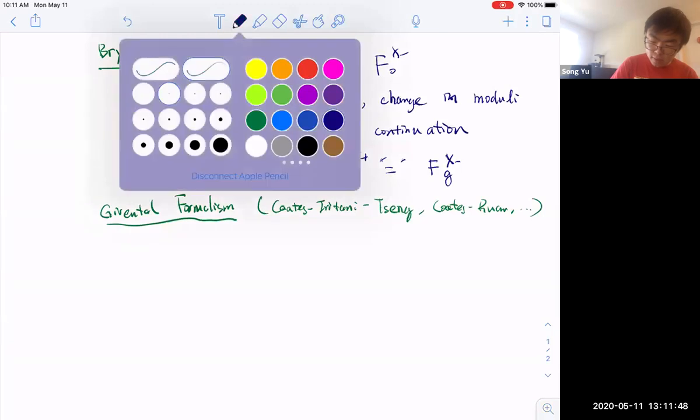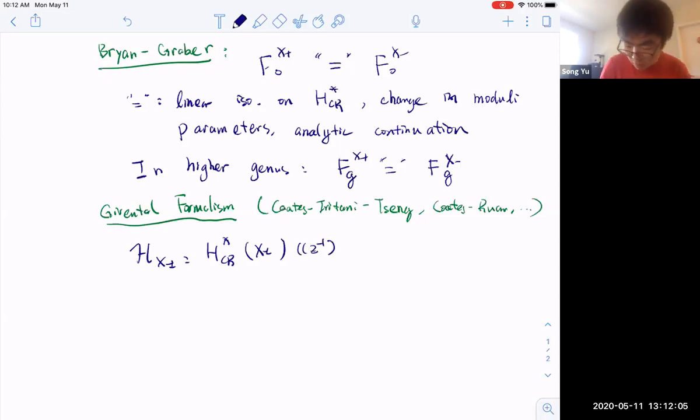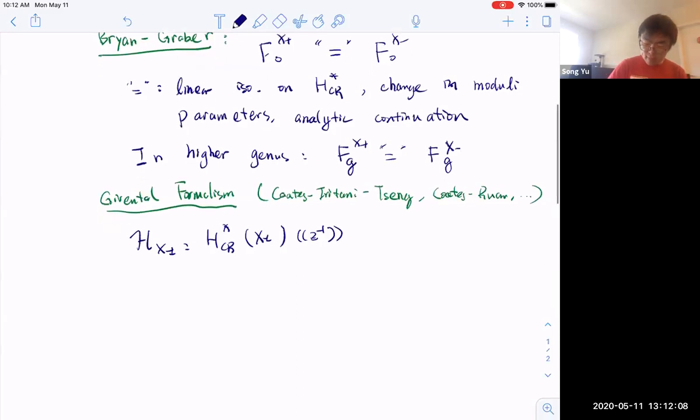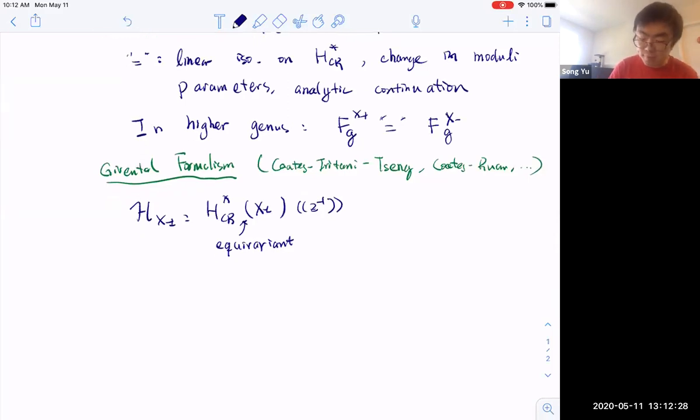So here we need to look at the so-called Givental symplectic space, which I call curly H of X plus/minus. This is just the usual Chen-Ruan cohomology, but we allow series. So we look at Laurent series in z minus 1. And here you can put some equivariant parameters. So this space is a symplectic space. It has a pairing given by taking residues, and I will not write down the explicit form.